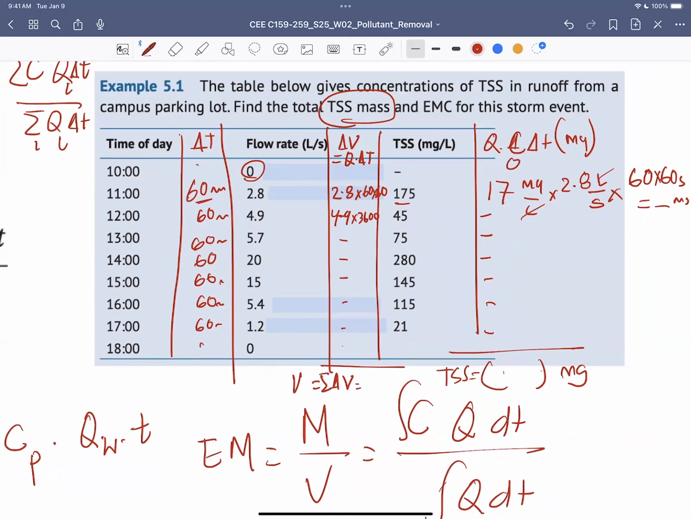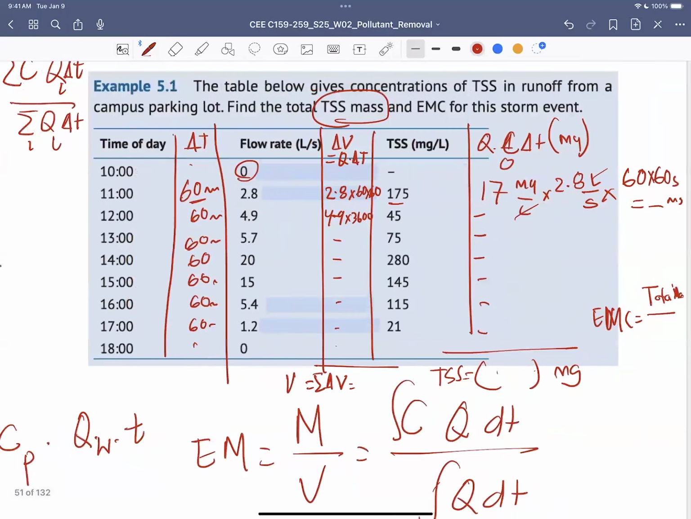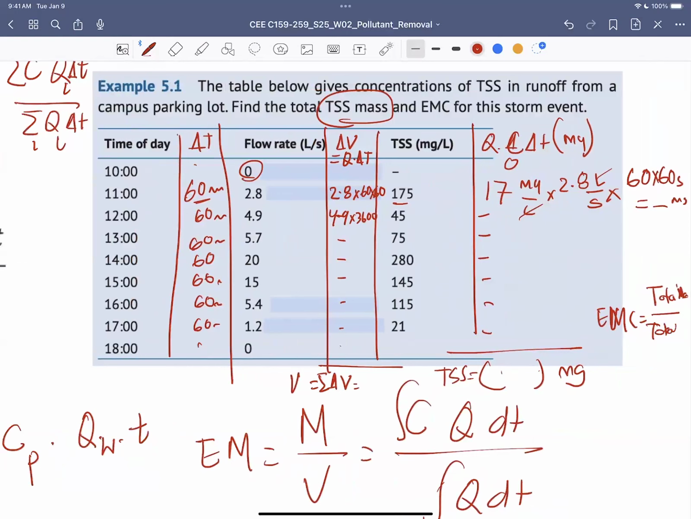So now you have the total mass. The event mean concentration is the total mass divided by the total volume discharged. So when you get the total volume and the total mass, you will be able to calculate the event mean concentration.